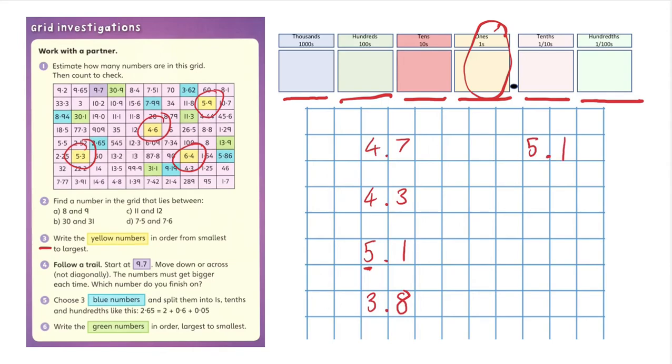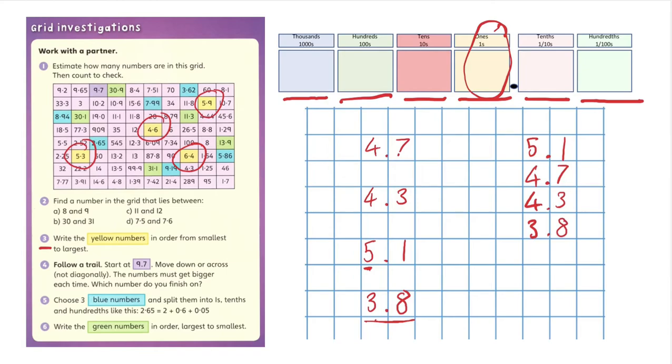Okay, what's smaller than 5? Well, it's 4. Oh, well, there's 2 of them that got 4. Now I go and look at the tenths column. 4.7 or 4.3. I'm not even going to look at this one, because 3 is smaller than 4. So 4.7 or 4.3, well, 7's bigger than 3, so 4.7 comes next, then 4.3, and then finally 3.8.